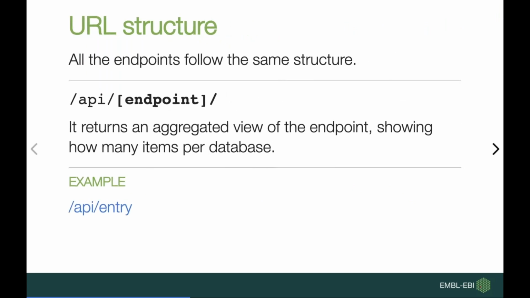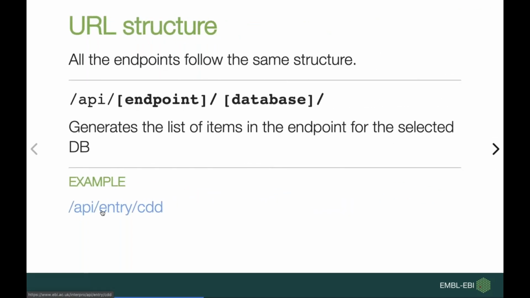This same concept is used along the whole API. So every time that you see slash something, you know it's going to be one of our endpoints, and if nothing else follows, then it implies that it's going to be the aggregation view, some sort of summary about that particular endpoint, as in the example we went through before, /entry. If what you get is an endpoint and a database, then it's also implying that it filters by that database, and the return of that is going to be a list.